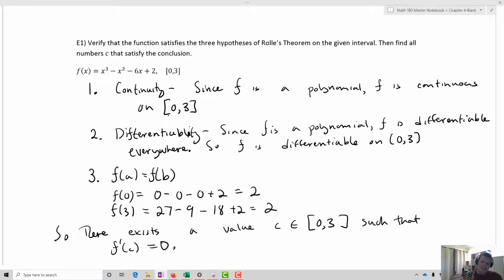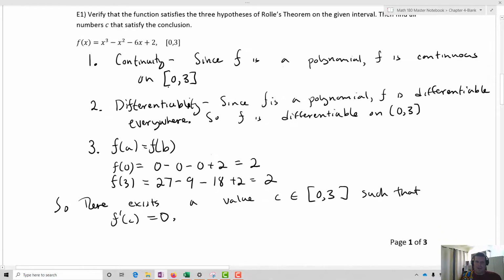But the whole idea here is that what if it wasn't so easy? What if it wasn't so simple to find where the derivative equals 0? Well, now all I need to do is use these 3 rules, okay? These 3, call them requirements: continuity, differentiability on the open interval, and f of a equaling f of b, and then I can show that f prime of c is going to, in fact, equal 0.